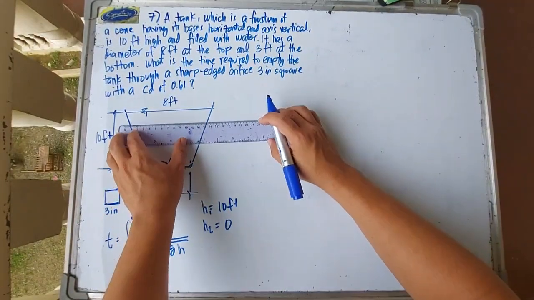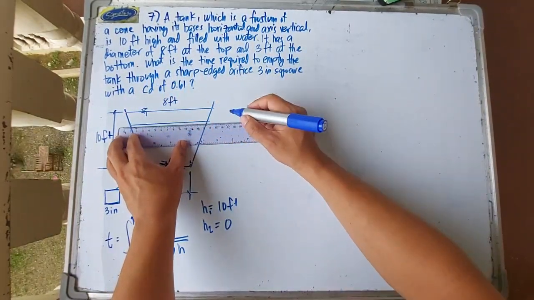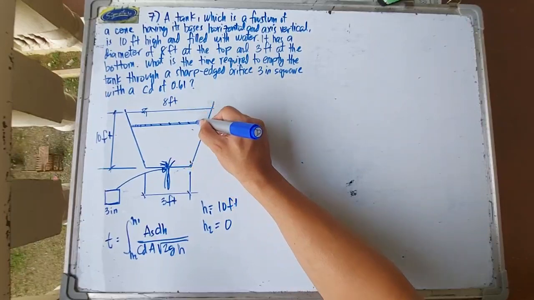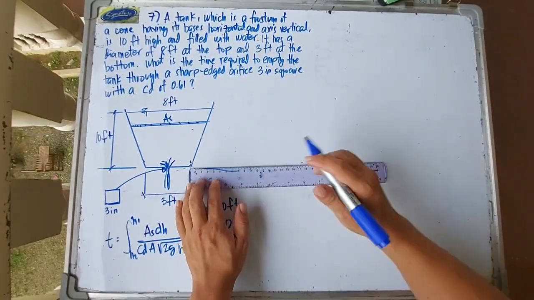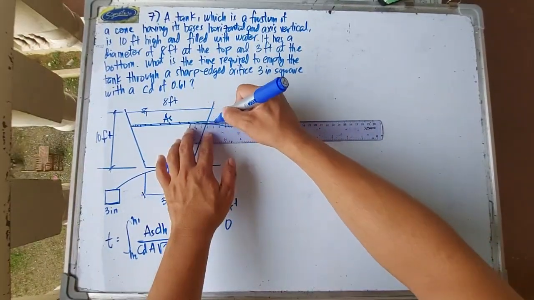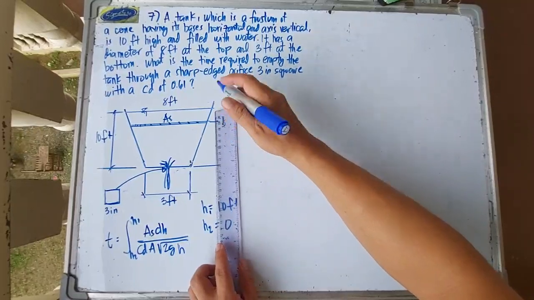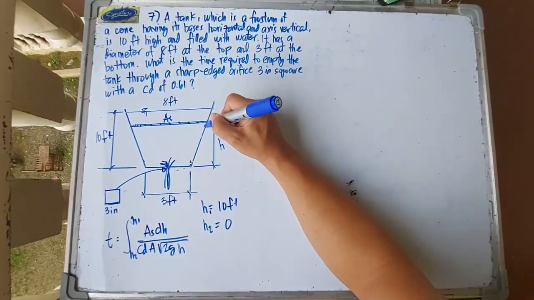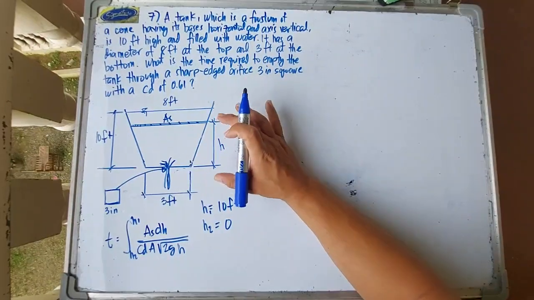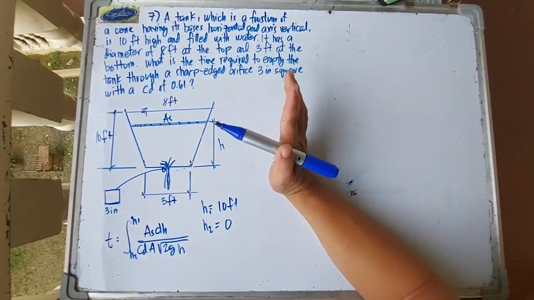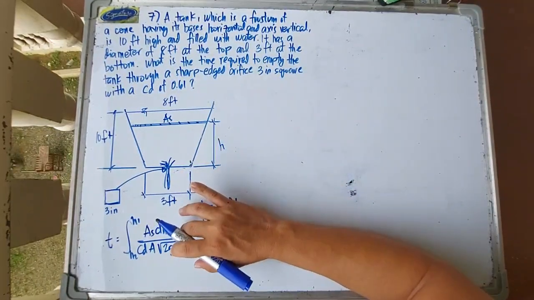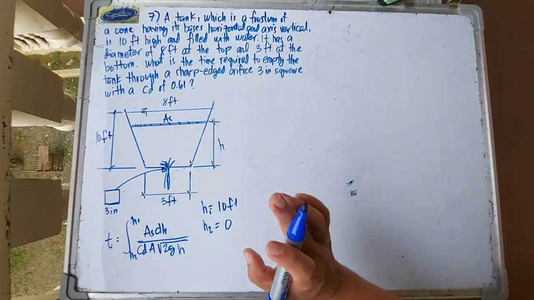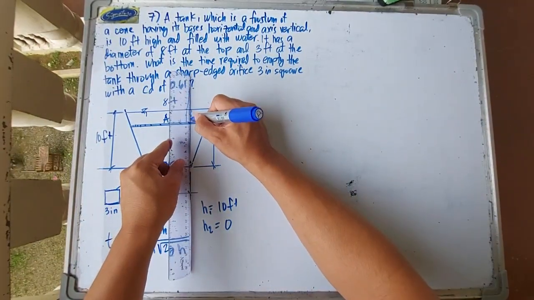So let's draw our differential strip. This is As and this is h. As varies relative to the value of h here, so it's not constant. We need to express As in terms of h so that we have only one variable in the equation. How are we going to do that? Maybe we can divide this into parts.